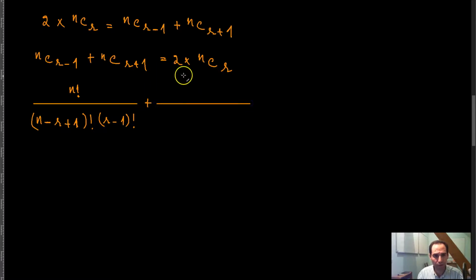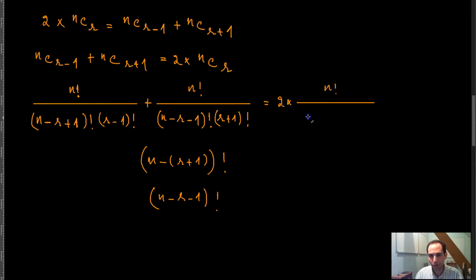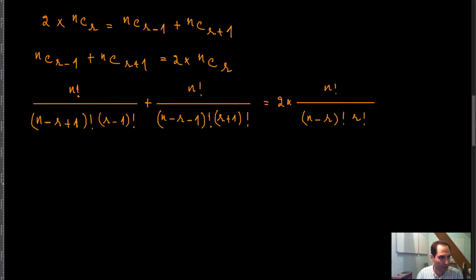and then after that you have n factorial over n minus r plus 1 factorial, which is equal to n minus r minus 1 factorial. So you can write that as n minus r minus 1 factorial and r plus 1 factorial. And then that you can write as 2 times n factorial over n minus r factorial times r factorial, right?